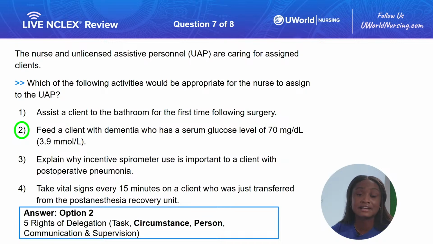Option 3, explain why incentive spirometer use is important to a client. Education, again, is something that is left for the RN to do. Initiating education is definitely for the RN. LVNs can help reiterate and re-educate, but the RN is the one giving that first initial education. And then take vital signs every 15 minutes on a client who was just transferred. That just transferred portion is the main point there. This means that this client is probably still not stable enough yet, and 15 minutes is pretty frequent. So again, that nurse needs to be that eye to make sure there are no complications, especially right out from the PACU. So they are going to be the first for everything. But if the client is stable, then the UAP can take care of them.